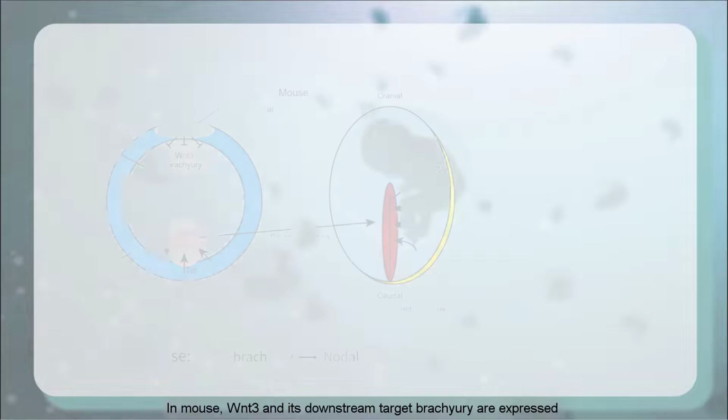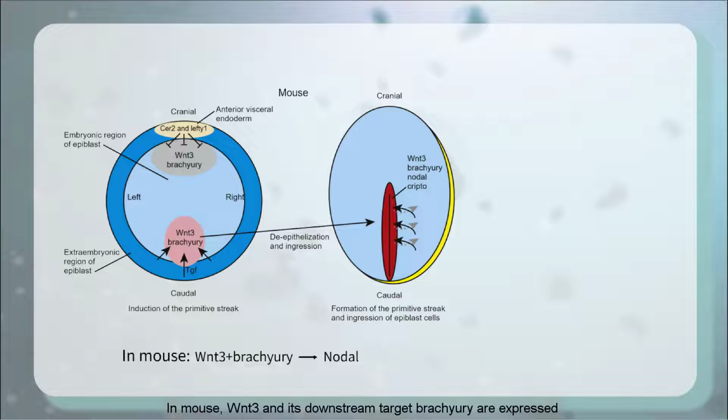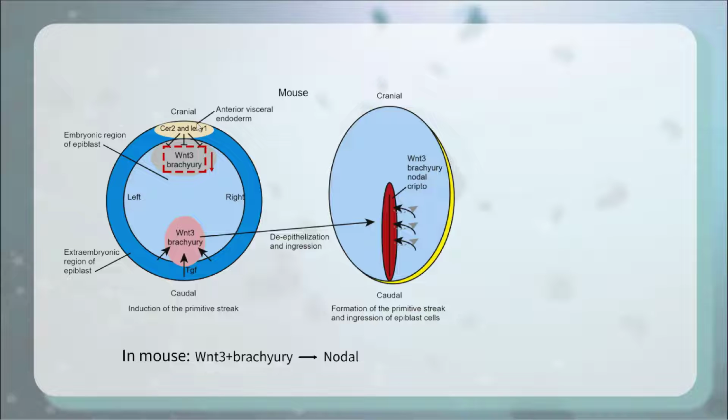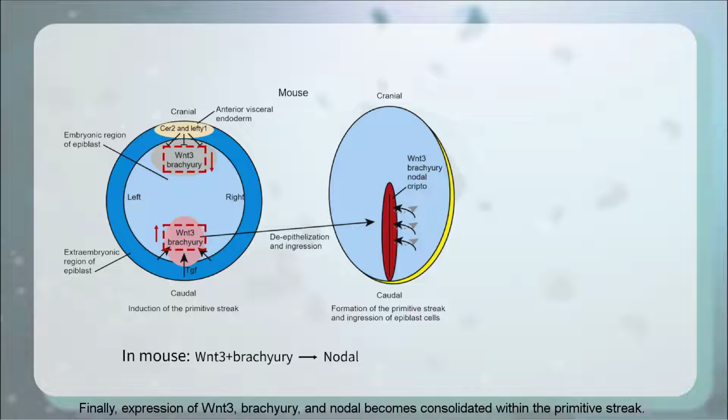In mouse, Wnt3 and its downstream target brachyury are expressed in both future cranial and caudal pre-streak epiblast. During subsequent development, Wnt3 is downregulated cranially by signals from the specialized region of extraembryonic endoderm called the anterior visceral endoderm, and is upregulated caudally. Finally, expression of Wnt3, brachyury, and nodal becomes consolidated within the primitive streak.